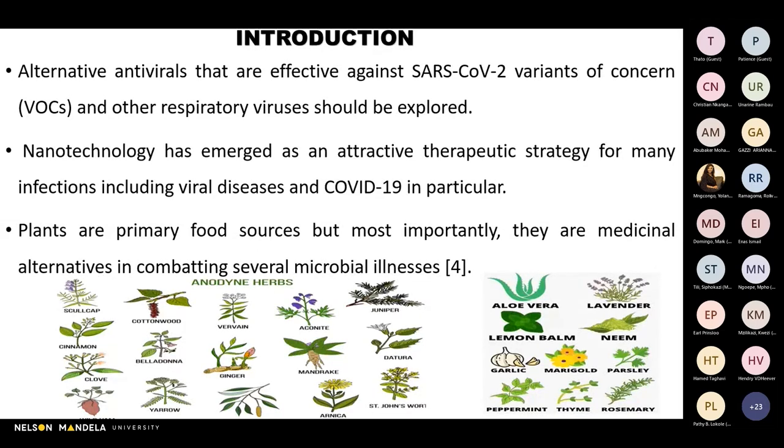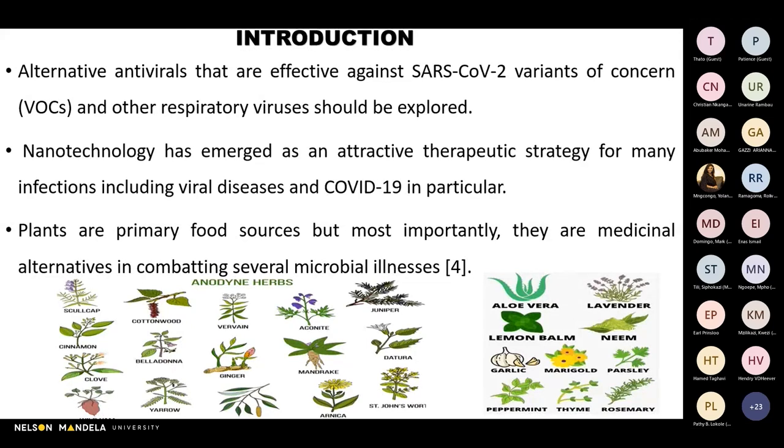And in view of that, in this slide, nanotechnology has therefore emerged as an attractive therapeutic strategy for many infections, such as COVID-19. And plants appear to be, besides the fact that they are primary food sources, effective alternatives in combating such diseases.